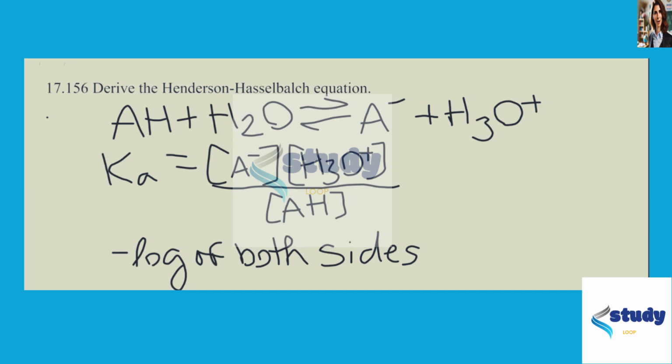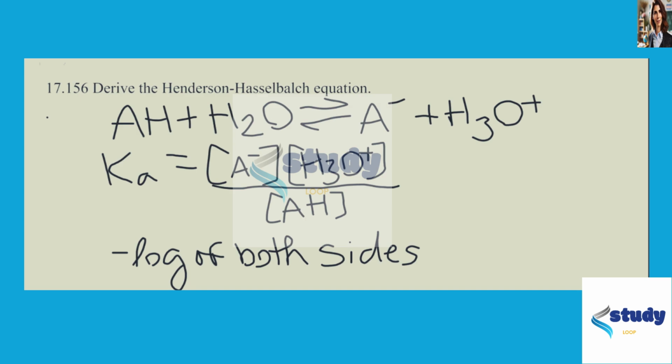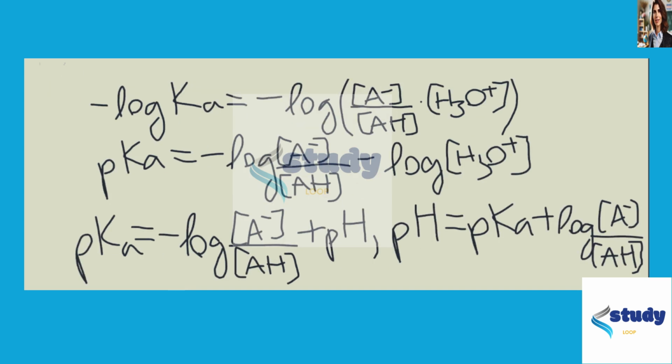And we're going to start out by taking the negative log of both sides since we want to relate the pKa to the pH. So taking the negative log of the left-hand side, the Ka is just going to give us the pKa. So we have negative log of Ka equals negative log of A minus divided by AH times H3O plus. So negative log of Ka, that just gives us our pKa.